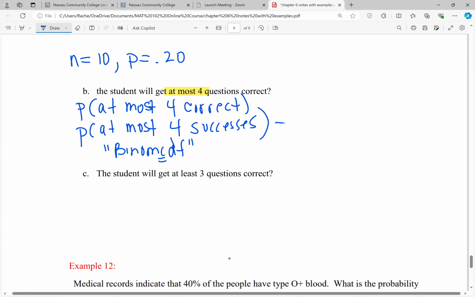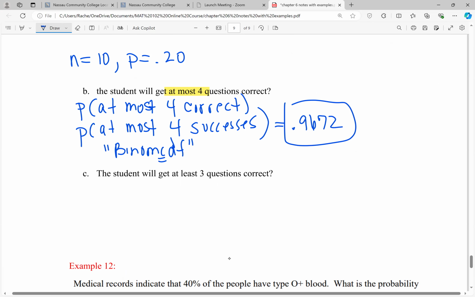So this is equal to 0.9672, which is a pretty high probability. So the chances that you're going to get at most 4 correct, which could be 0, 1, 2, 3, or 4, is pretty high because it's likely you're not going to get a lot correct when you're guessing, right? So it's going to be about a 96.72% chance that you're going to get at most 4 questions correct.